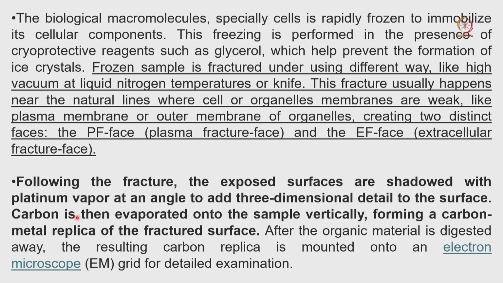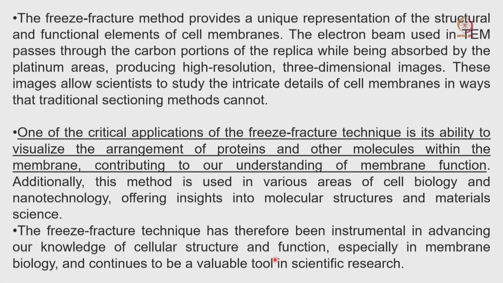Then there will be a contrast difference between the one side and the other side, and if you look through the rupture part, you can see the inner part of the cell. So, it is basically increasing the contrast. After that, the carbon is evaporated onto the sample vertically, forming a carbon metal replica of the fractured surface. After the organic material is digested away, the resulting carbon replica is mounted onto an electron microscope grid for detailed examination. So, this is the procedure of freeze fracture.